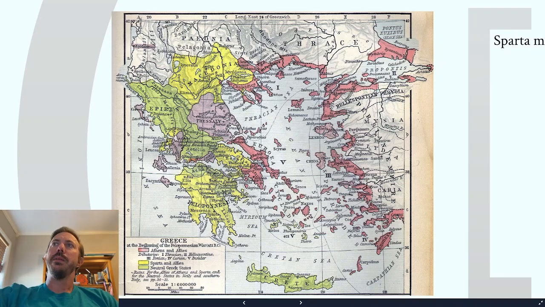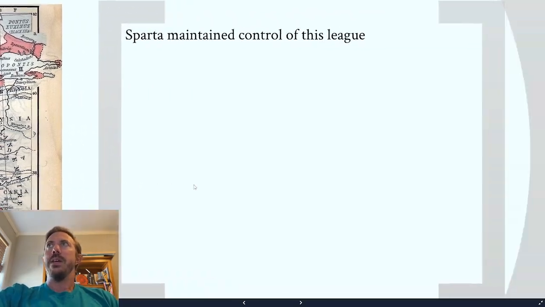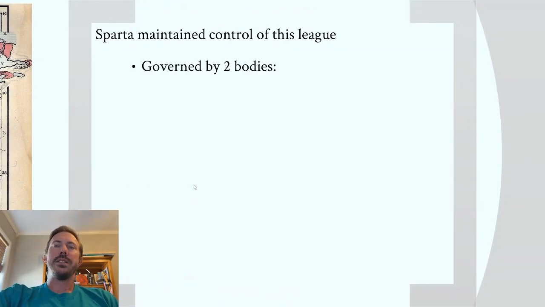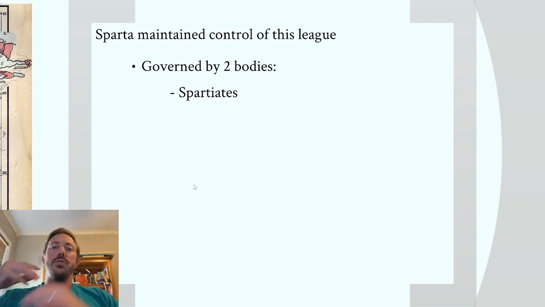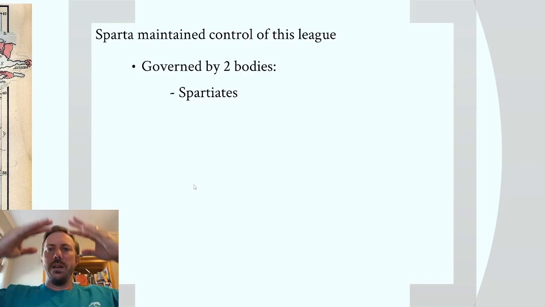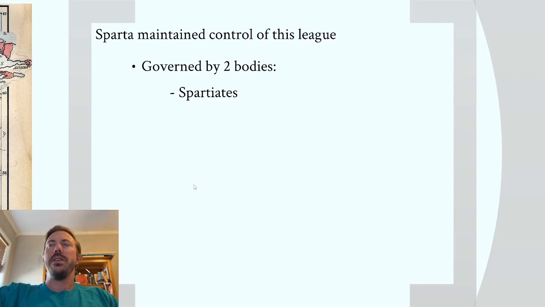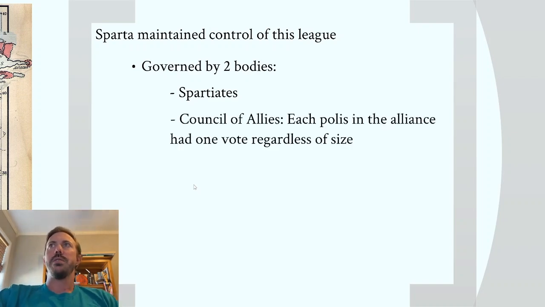Right now we're looking at the Peloponnesian League, which is the League of City-States centered on the Peloponnesus, the Peloponnesian Peninsula. So Sparta maintained control of this league, and the Peloponnesian League is governed by two bodies. Number one, the Spartiates. We've looked at these guys. These are the ones that are in control of Sparta. These are the elite Spartans, starting with the older men, going all the way down to all of the Spartiates, the elite fighting force, the men of the city-state of Sparta.